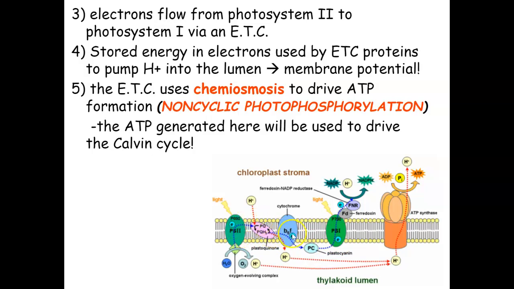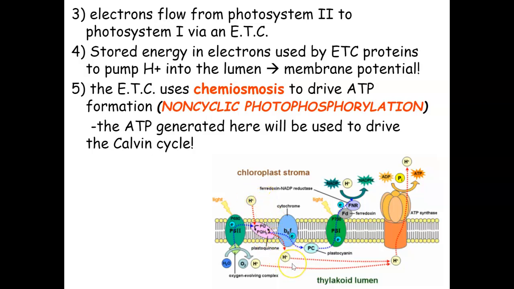Because we are passing electrons, notice one thing that we're doing is pumping hydrogen ions. Okay, so this is going to be very similar to the process we talked about in cellular respiration. In fact, this is also chemiosmosis. So hydrogen ions are going to be pumped from low concentration in the stroma to high concentration in the lumen, low to high.